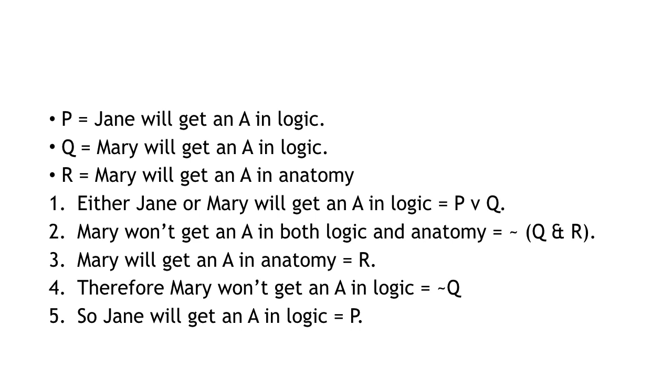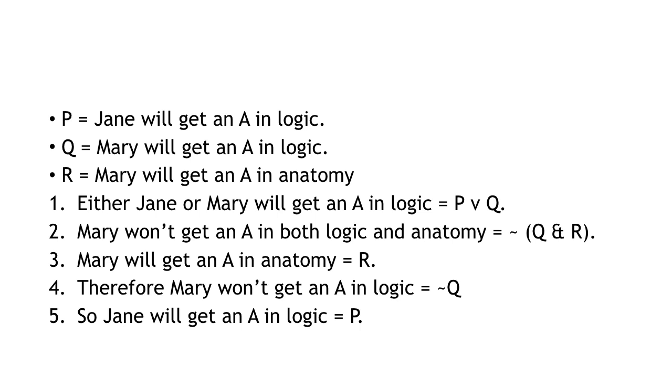So next step, do what you've done before. Just write out the argument in this sort of distilled step-by-step form, right? 1, 2, 3, 4, 5 to get your conclusion. Either Jane or Mary will get an A in logic. 1, Mary won't get an A in both logic and anatomy. 2, 3, Mary will get an A in anatomy. R, therefore Mary won't get an A in logic. This is a sort of sub-argument, right? 5, so Jane will get an A in logic.